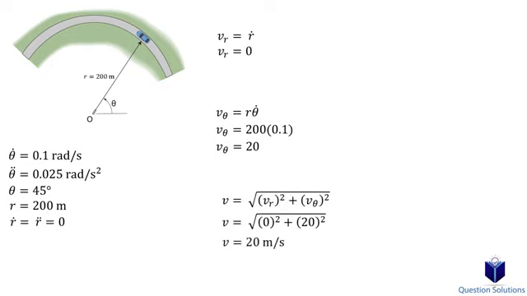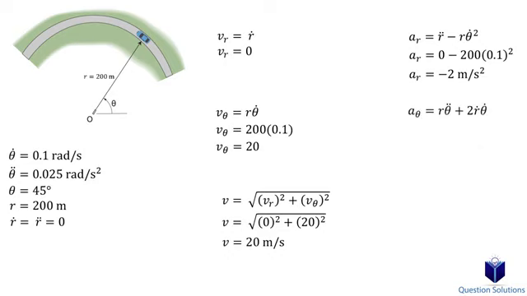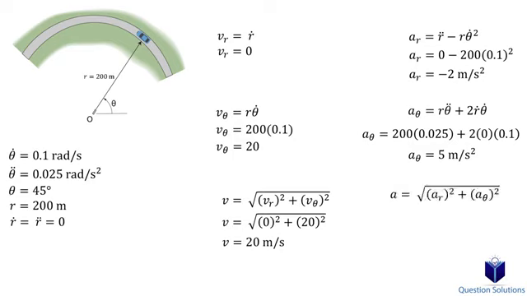Now we can solve for the magnitude of acceleration. We will first find the radial component of acceleration. We will use this equation for that. Let's plug in the values we know. Now for the transverse component of acceleration. Again, let's plug in the values. Since we have both parts, we can find the magnitude using this equation. Solving gives us our answer.